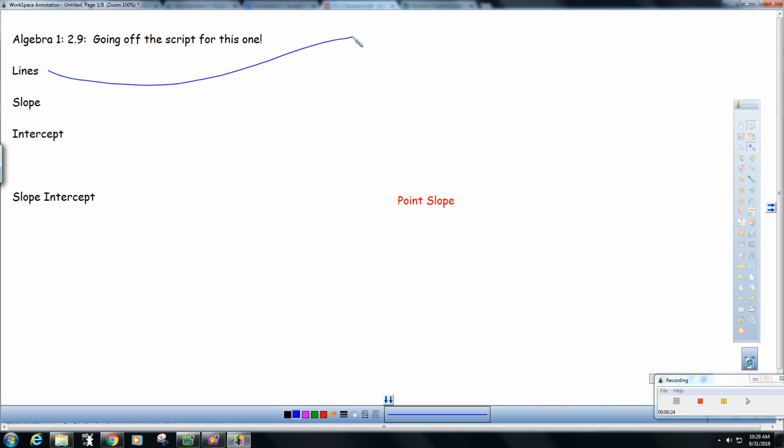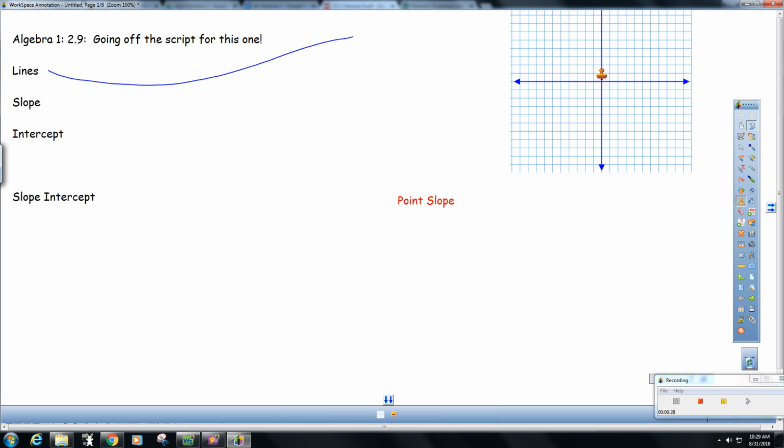So lines. Well, what is a line? It goes on one of these things, and it looks like this, only it has arrows because it goes on forever. That's a line. What makes something a line is that it is an arithmetic sequence. It has a slope. Every time I go over one, I go up the same amount, just like steps. So that is what makes something a line.